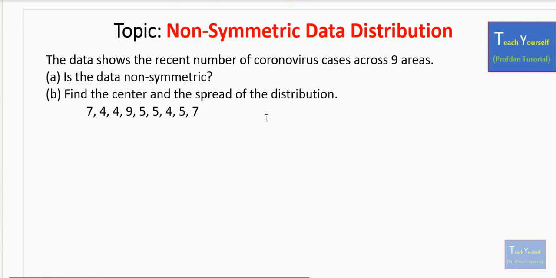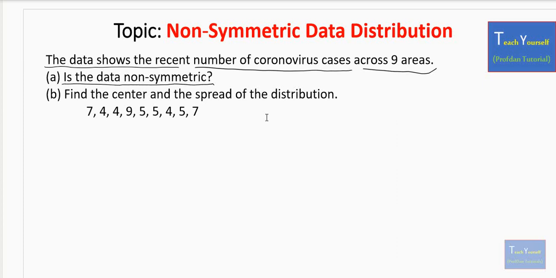The data shows the recent number of coronavirus cases across 9 areas. The first question says, is the data non-symmetric? And 2, find the center and the spread of the distribution. So this is the data given.